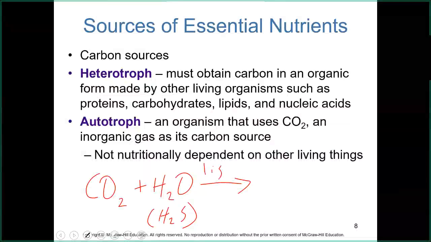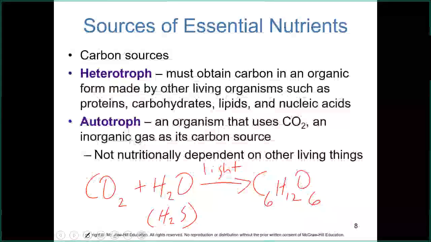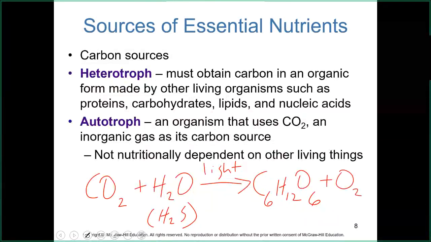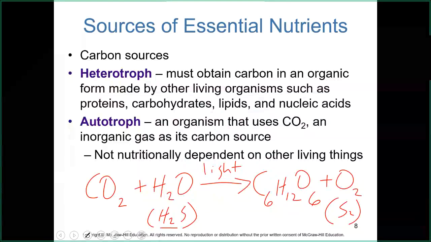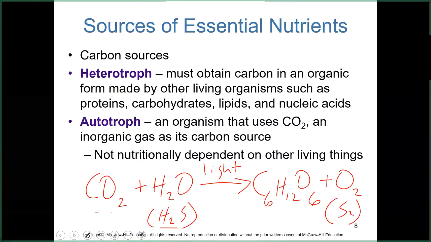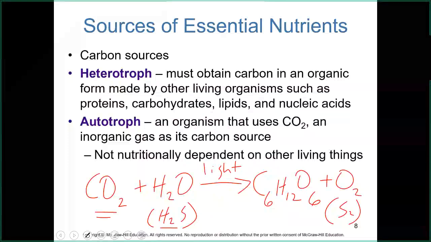In the presence of light, they can obtain energy that way. They can convert the CO2 into glucose, C6H12O6, and then produce oxygen. Or if they're not using water as their hydrogen source, as their electron source, but instead are using this H2S, they'll produce sulfur. And so that's one way that autotrophs go. They use light for the purpose of producing organic molecules from CO2 and electron-containing sources like water.